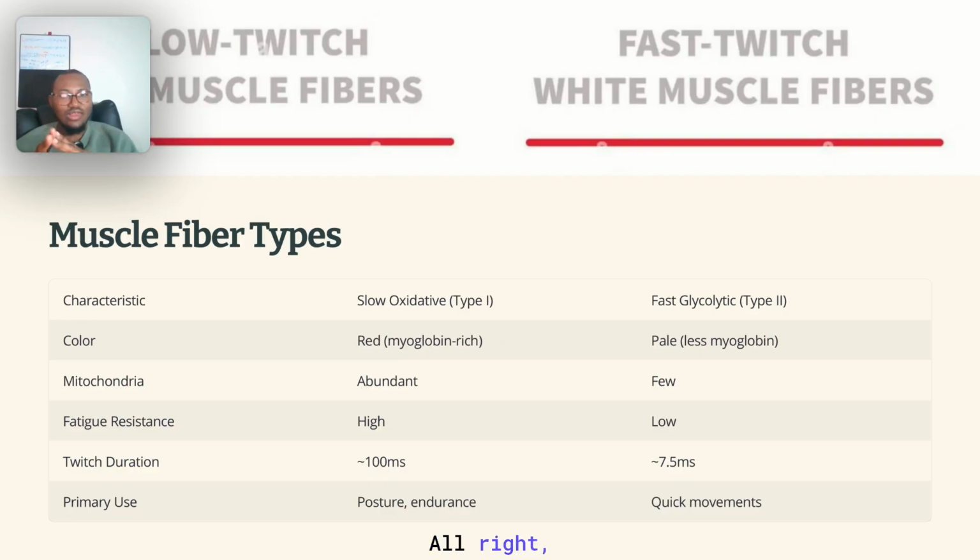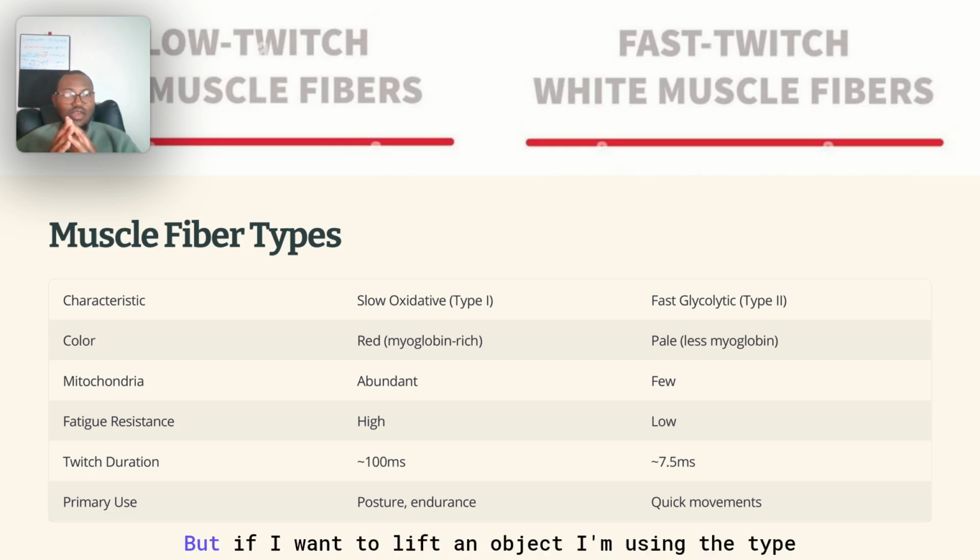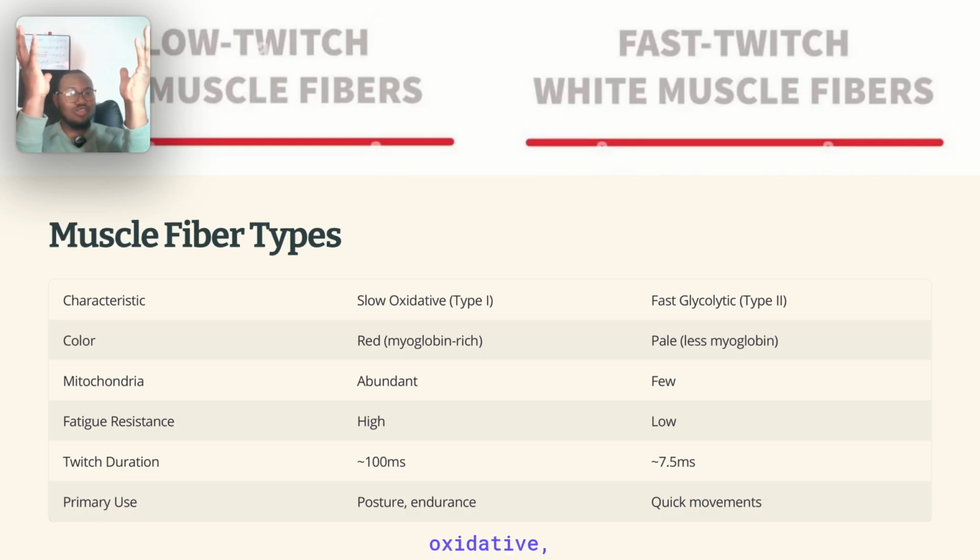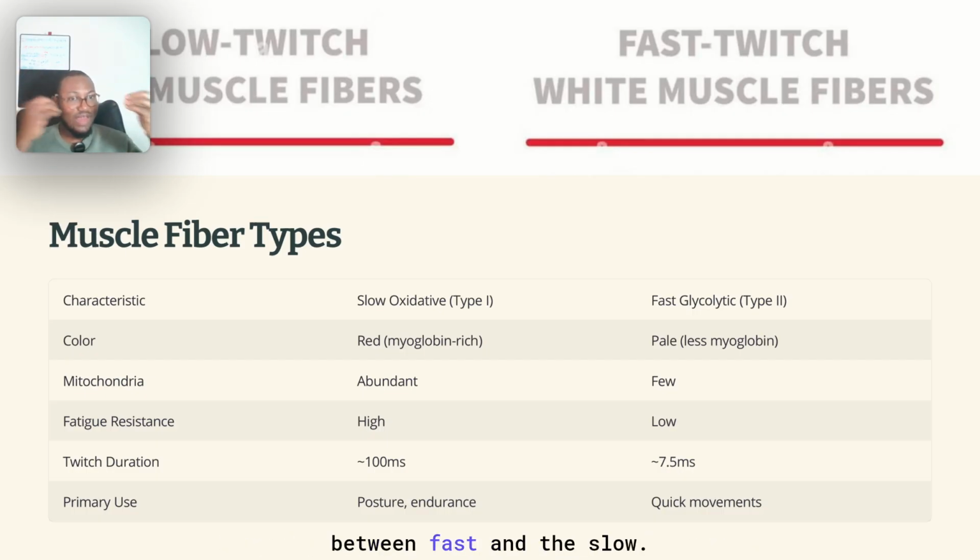Twitch. All right? Now, the primary use, the slow, is for posture and endurance. That's why it's red. The fast is for quick movements. You see how my hand is moving? I'm using my fast twitch. I'm using my type 2. All right? My type 2. That's fast twitch white muscle fiber. That's what I'm using. All right? So very important. But if I want to lift an object up, I'm using the type 1. That is slow oxidative, or what we call slow twitch red muscle fibers. I need you guys to understand the difference between fast and the slow.